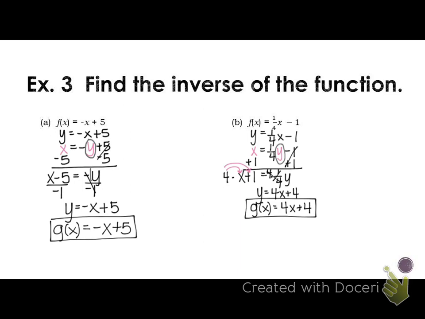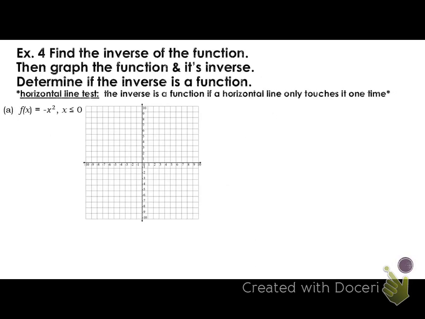But it's okay if it is. We're going to take all this information and move into example 4, which is a graphing problem. You can notice that there are 3 or 4 different things they want us to do. So let's look. They want us to find the inverse of the function, which we've just done twice, so that shouldn't be a problem. Then they want us to graph the function and the inverse.